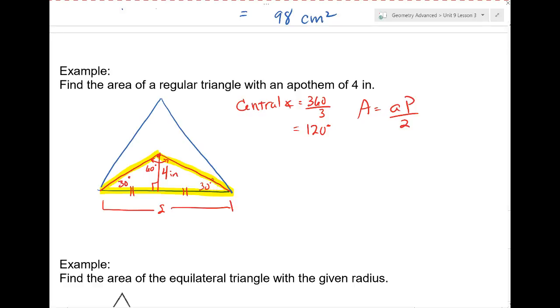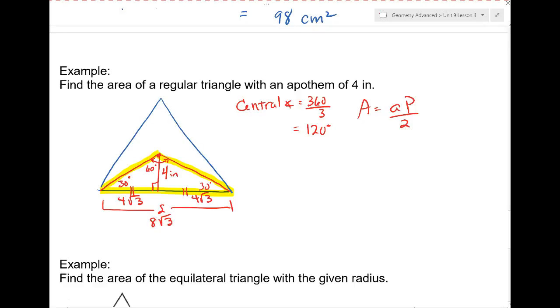So what side of that 30, 60, 90 triangle do you know? Long or short? Short, right? I need to get to which one? The long leg. Notice I never have to solve for the radius unless they give me the radius first. You don't have to do that. So that's 4 root 3. Well, that's 4 root 3. So what's the whole side length?